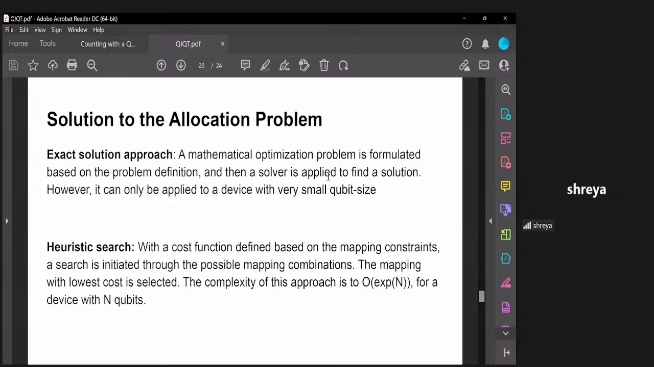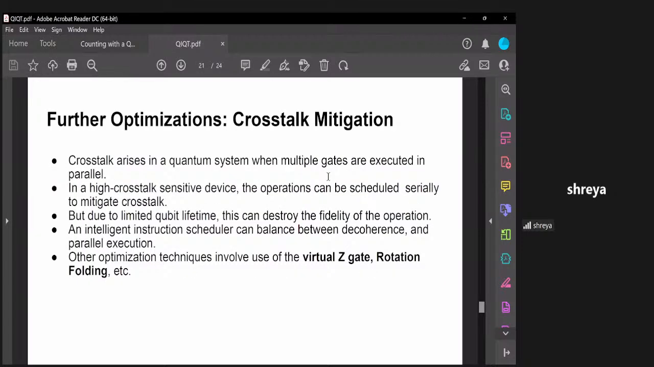You can initiate a search within initial mappings, and get the result which gives you the lowest cost, and that is your initial mapping. You can start with that mapping. There are further optimizations like crosstalk mitigation, and I won't go into that because of time.